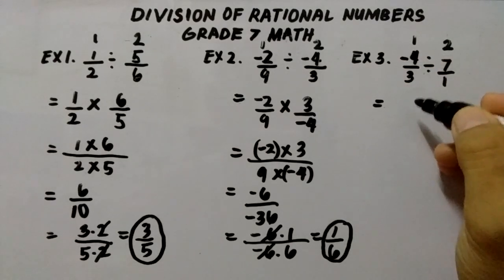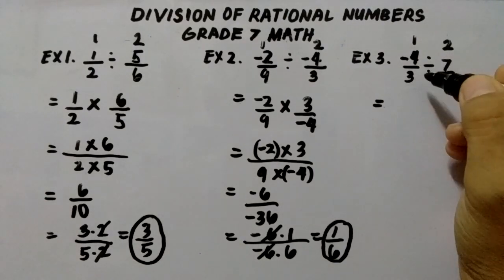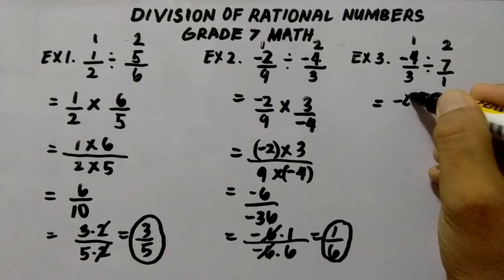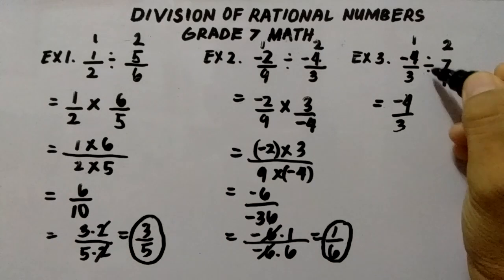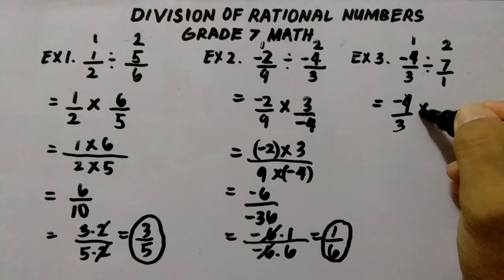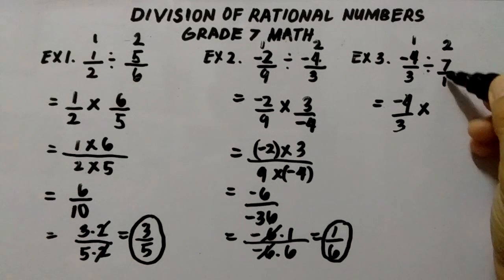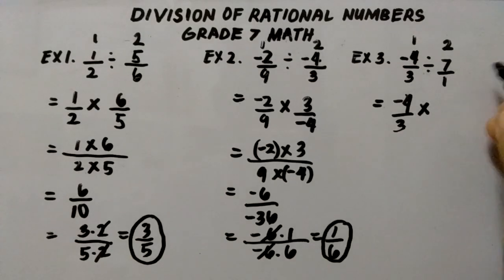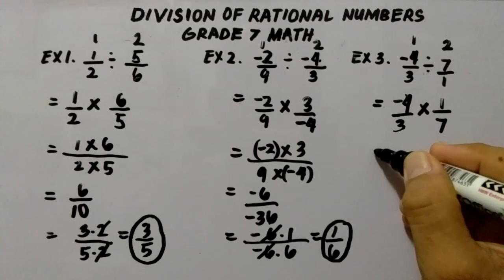Okay? So, yung first step, i-apply natin. Okay? So, let's copy the first fraction. So, we have negative 4 over 3. Then, convert division into multiplication. So, magiging multiplication na po dito. Okay, so let's invert the second fraction. So, 7 over 1. So, yung 1 mapupunta sa taas, yung 7 mapupunta po sa ilalim. Okay? Times 1 nasa taas, over 7 nasa ilalim na po.